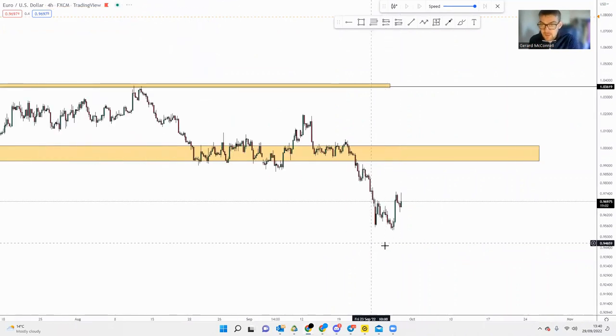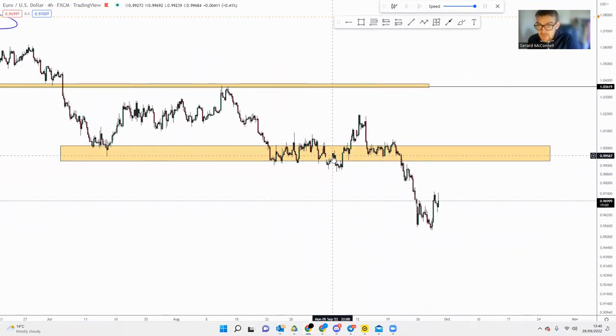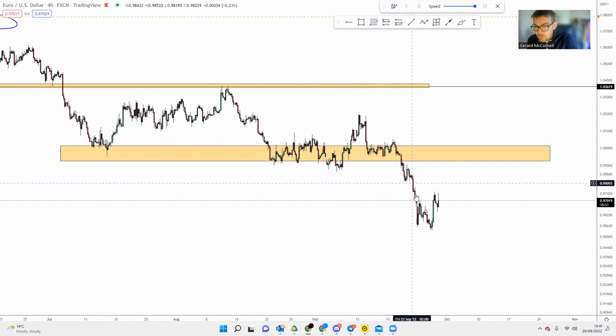Okay. Now, again, if you look at the 4-hour charts, you can see that accumulation around parity. The false break impulse moved to 102, back into parity, and then all of a sudden, bang, we've broken through. We've continued to grind lower.